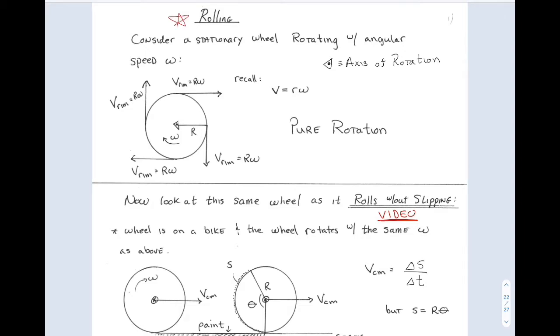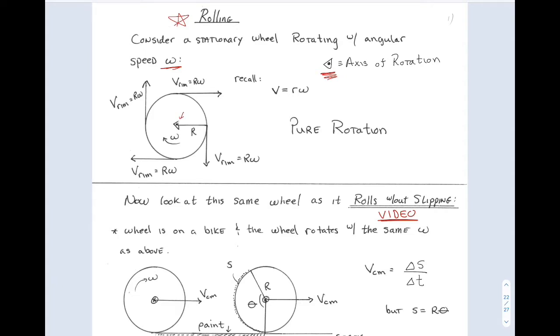Let's look at a stationary wheel rotating with some angular speed. Say you take off your bike wheel and you're holding it with your hand. I'm going to take the hand away, and I'm using this little symbol, a little triangle with a dot. This symbol represents an axis of rotation. That means this thing is rotating about that axis. So this thing is just purely rotating. You're holding the axle and you gave this thing a spin and it's rotating.